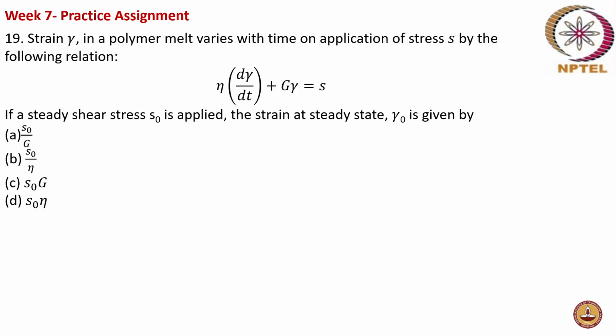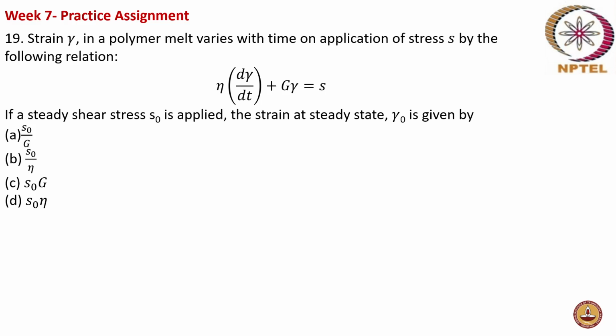Strain gamma in a polymer melt varies with time on application of stress S by the following relation: eta into d gamma by dt plus G into gamma is equal to S. If a steady shear stress S naught is applied, then strain at steady state gamma naught is given by, how do you express gamma naught for a polymer having this relationship? Here S is your stress and gamma is your strain.